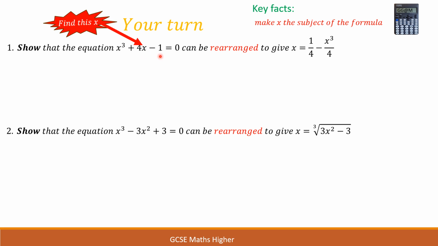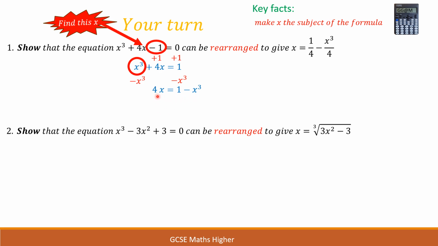So to start with, you should have looked at this take away 1. The opposite to take away 1 is plus 1. So you're going to add 1 to both sides, giving you x cubed plus 4x is equal to 1. We now want to get this x here, so we've got to get rid of this plus x cubed here. So the opposite to plus x cubed is subtract x cubed from both sides, leaving me with 4x is equal to 1 minus x cubed.